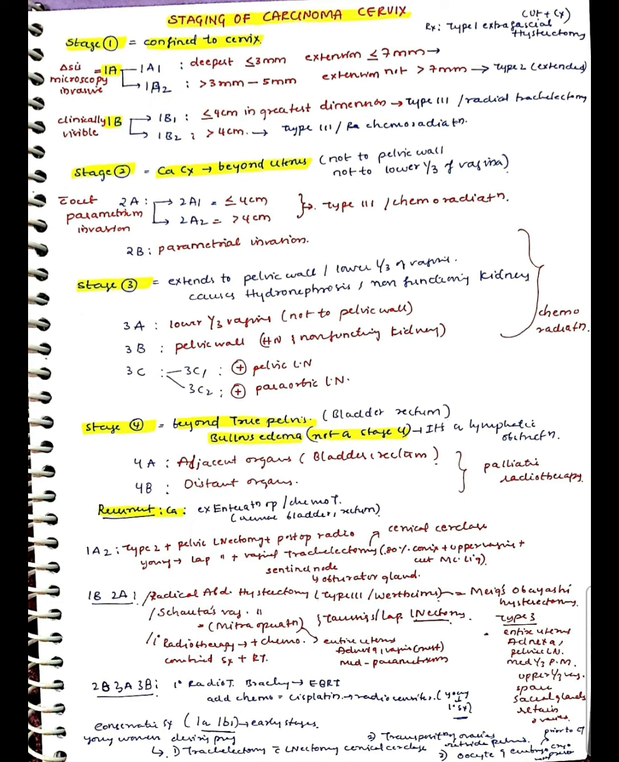That is, I have told you, that is removal of 80% cervix and upper vagina and cutting the Mackenrodt ligaments on either side, and this is called the cervical cerclage procedure. Okay, so in 1B1 we'll go with the type 3 radical hysterectomy.